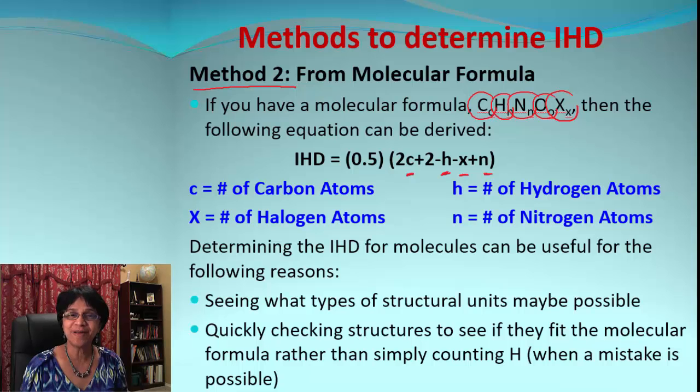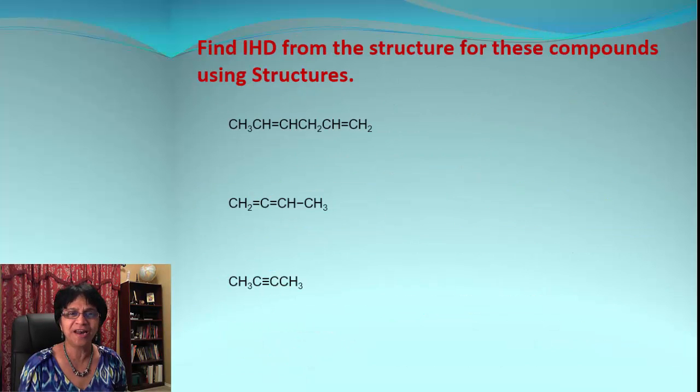So just remember, determining IHD can be helpful for us, and we can see what types of structural units may be possible. Sometimes the molecular formula helps us, and sometimes it's an easy, quick way to check a structure and see if it fits the molecular formula, instead of simply counting the hydrogen atoms, where we can actually make mistakes. So both methods have their own value. Now let's actually work on some examples.